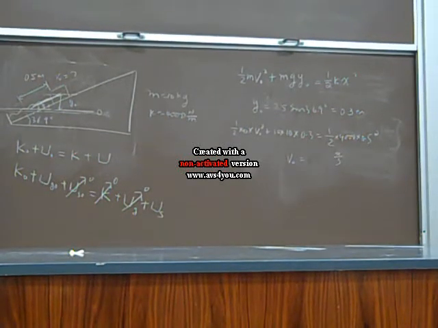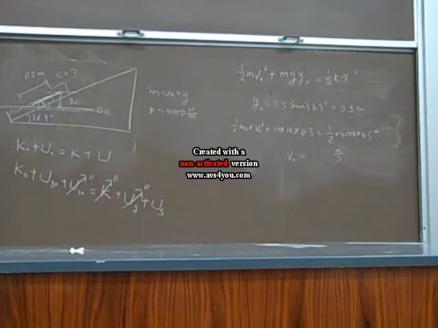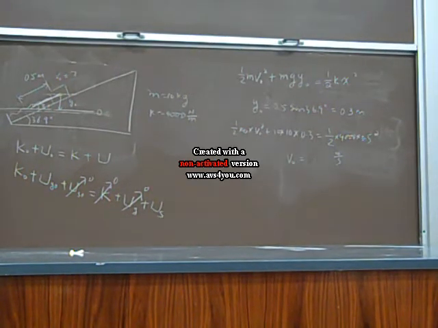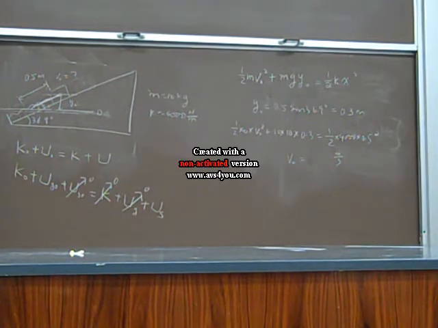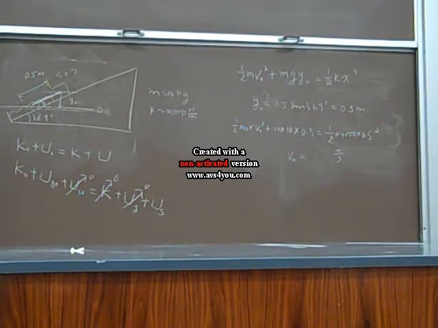Now, okay, we can look at another problem. A block 1 of mass 1 kilogram slides from rest along a frictionless ramp from a height of 2.5 meters, and then collides with stationary block 2, which has mass 2 kilograms.